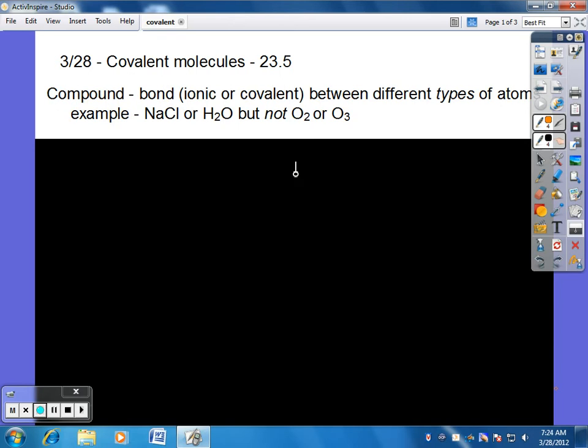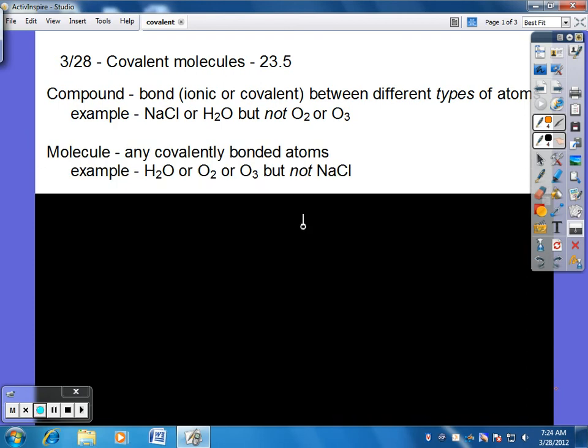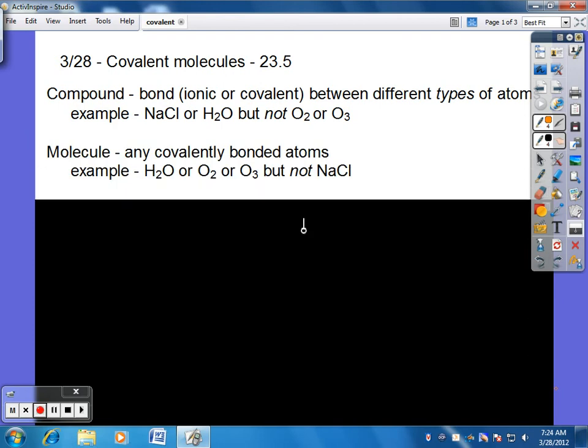The second definition I want to give you is molecule. A molecule is any covalently bonded atoms. So in this case, we're only talking about covalent bonds, not ionic. For example, H2O is covalently bonded, or O2 or O3. And I know you don't quite know what that means yet, but not NaCl.